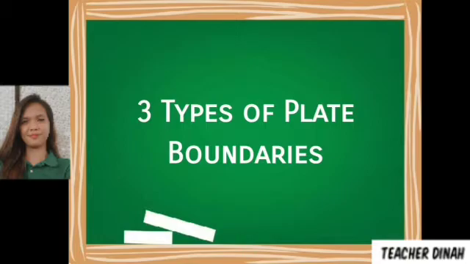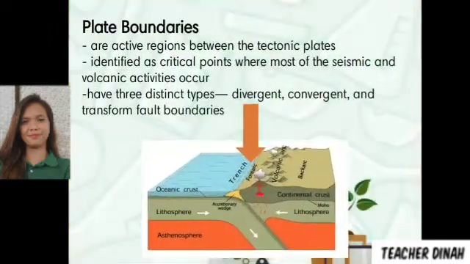So before we proceed to the three types of plate boundaries, let's have plate boundaries first. What are plate boundaries? So plate boundaries are active regions between the tectonic plates. Now, as you can see in the picture, we have our oceanic crust, or the oceanic plate, and we have our continental crust or continental plate. Now, as you can see, we have the arrow here with the color orange. So this part here is the plate boundary. It is the active region between the tectonic plates, between the oceanic plate and the continental plate.